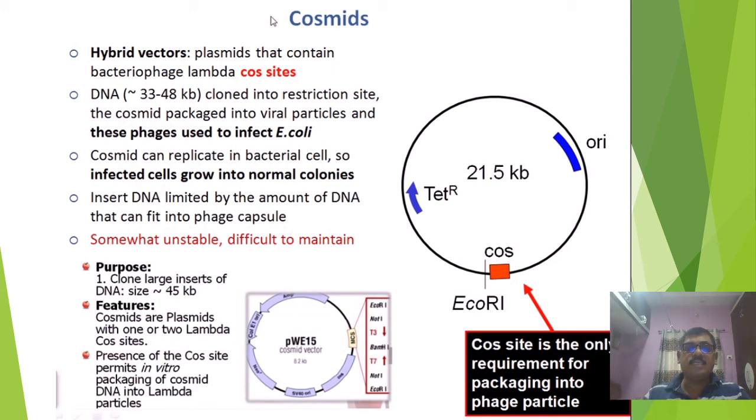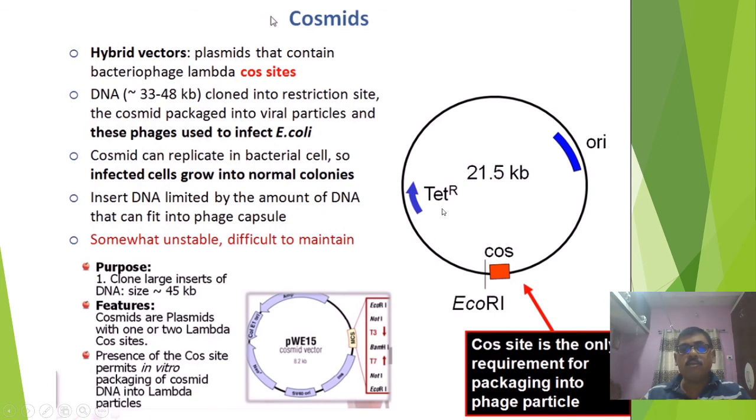is cloned into a restriction site, and the cosmid is packaged into viral particles, and these phages are used to infect E. coli. The cos site is the only requirement for packaging into the phage DNA, and the insert DNA is limited by the amount of DNA that can fit into the phage capsule.